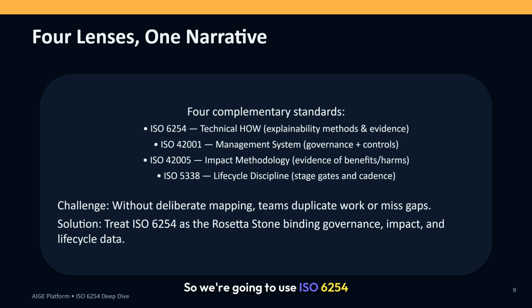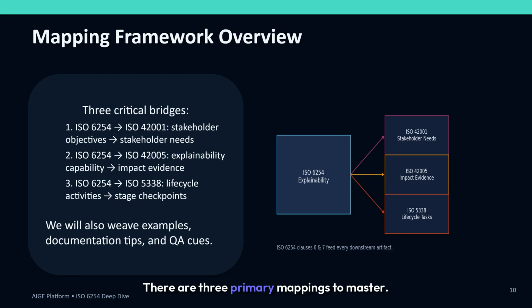So we're going to use ISO 6254 as kind of like the Rosetta Stone that binds governance, impact and lifecycle data together. There are 3 primary mappings to master: ISO 6254 stakeholders to ISO 42001 needs, ISO 6254 explainability capability to ISO 42005 evidence, and ISO 6254 lifecycle activities to ISO 5338 stage checkpoints. Everything else kind of hangs off those bridges.